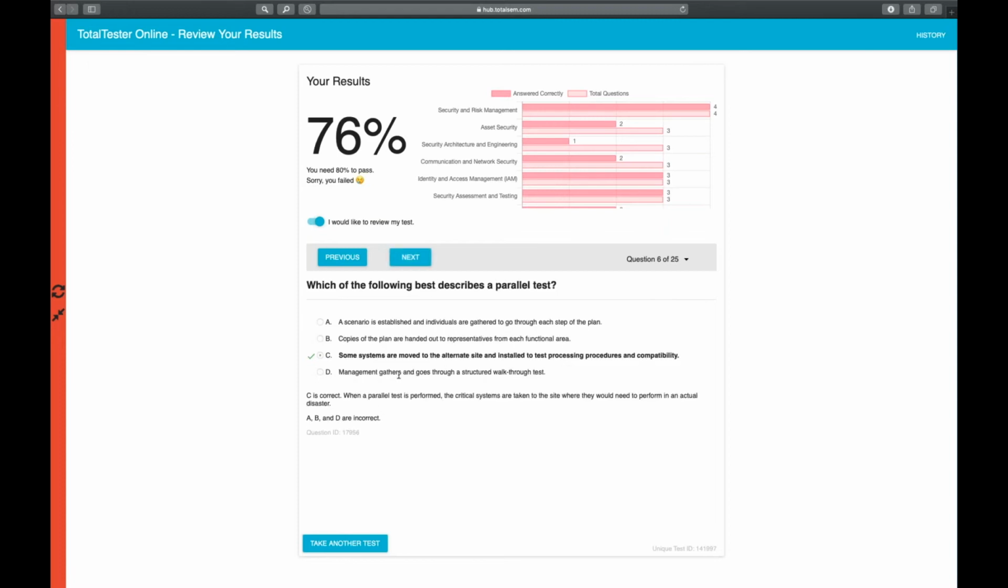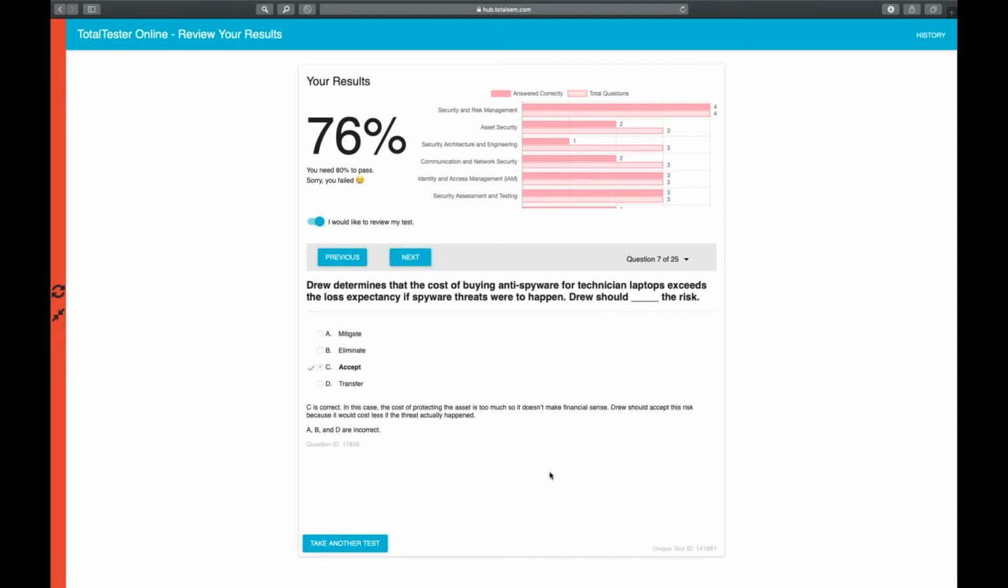Parallel test. When a parallel test is performed, the critical systems are taken to the site where they would need to be or need to perform in an actual disaster. Like cutting off operations and starting them somewhere else.